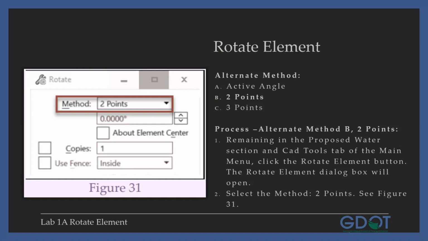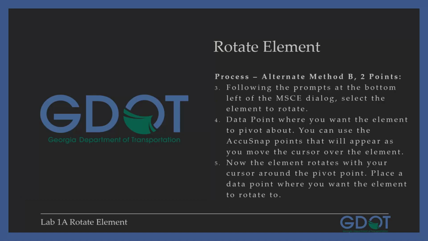Alternate method B, rotate element by 2 points. Remaining in the proposed water section and CAD Tools tab of the main menu, click the Rotate Element button, and the Rotate Element dialog will appear. Select the method, in this case 2 points, as depicted in Figure 31. And following the prompts, at the lower left of the MicroStation Connect Edition dialog, select the element to rotate.